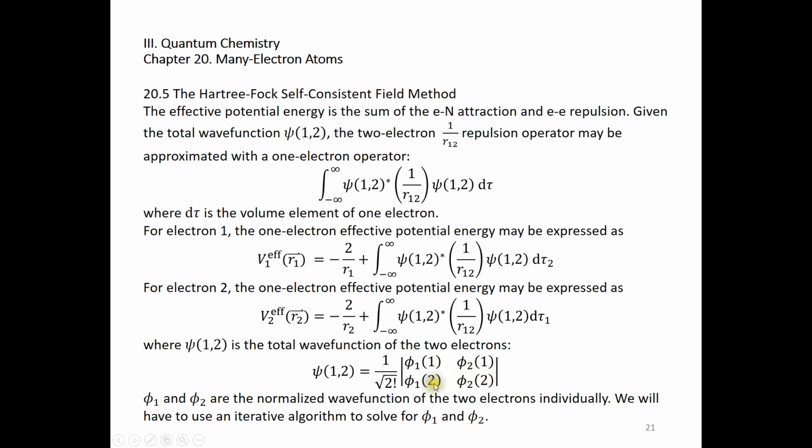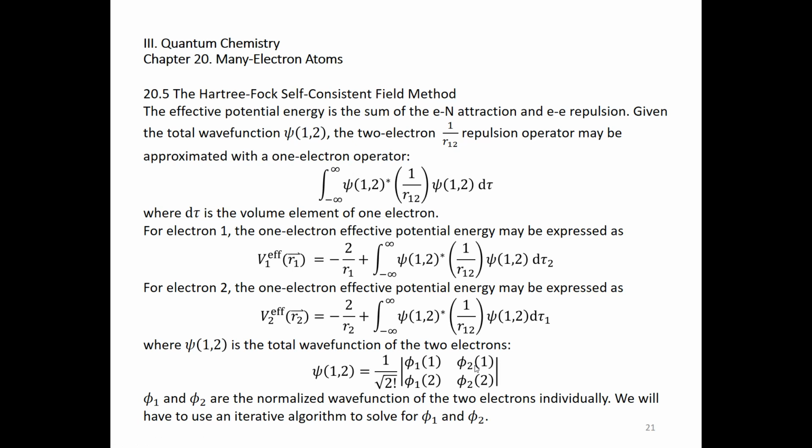But here's another problem. I was assuming that we know this psi 1 2 to derive the expressions for the effective potential energy operators. We do need to know psi 1 2 here, here, here, and here to somehow express the effective potential energy operator for electron 1 and that for electron 2. And we know how to build this total wave function of 2 electrons. It's just this determinant with this normalization factor. And phi 1 and phi 2 are normalized wave functions. Phi 1 and phi 2 should be orthogonal to each other. So we know all that.